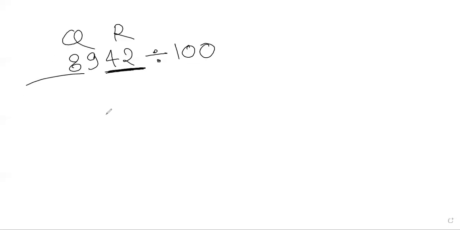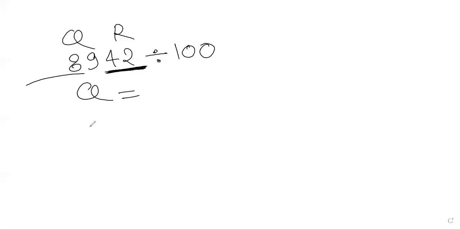Now suppose you are having a number and you are dividing this number by 100. So again a rule is there. In 100 there are two zeros, so the last two digits of the number will be remainder and the remaining digits will be quotient. Last two digits will be remainder.